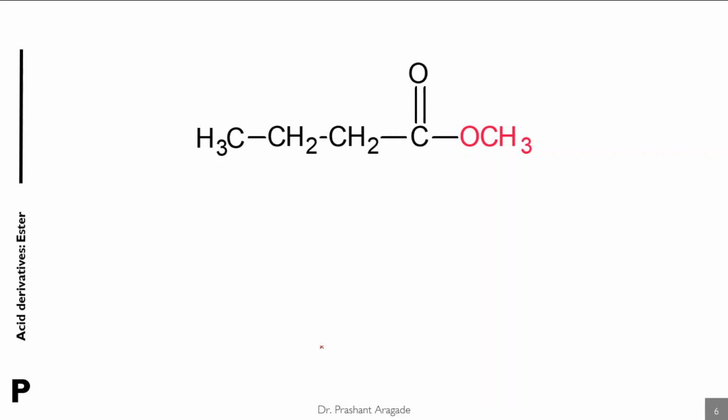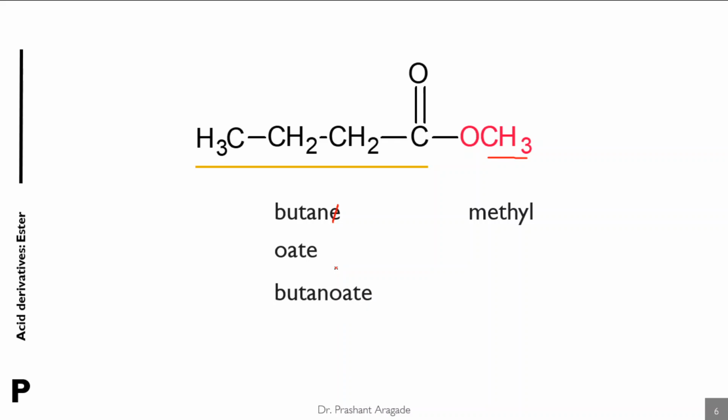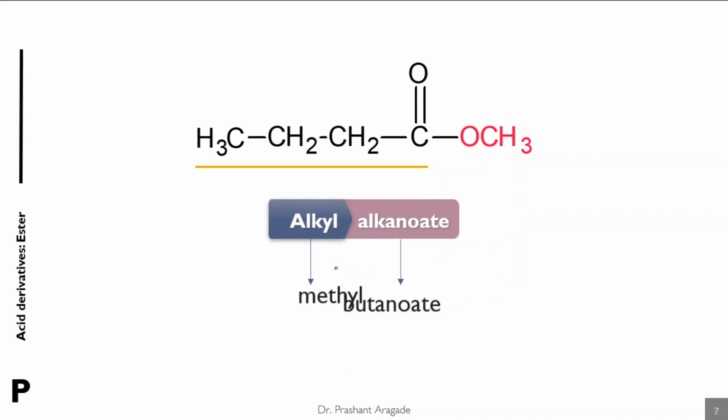Let's see another example. In this example, the CH3 group is attached to oxygen, so it is regarded as the alkyl group. Name it as methyl. The alkane portion contains 1, 2, 3, 4 carbon atoms, so it is butane. This E is replaced with OATE, that is butanoate, and the name of this compound is methyl butanoate.